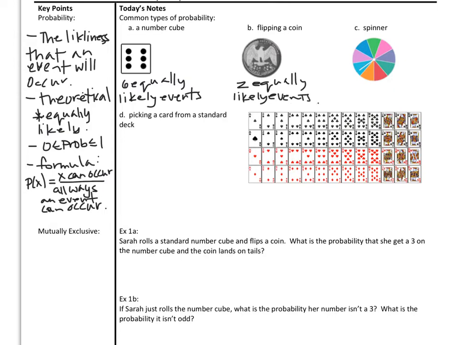If you've ever worked with a spinner, like spinning around and trying to land on a specific location, you can have a variety of equally likely events there as well. It looks like in this case there are 9 equally likely events, EL events. Now, picking a card from a deck is going to have a lot of options.